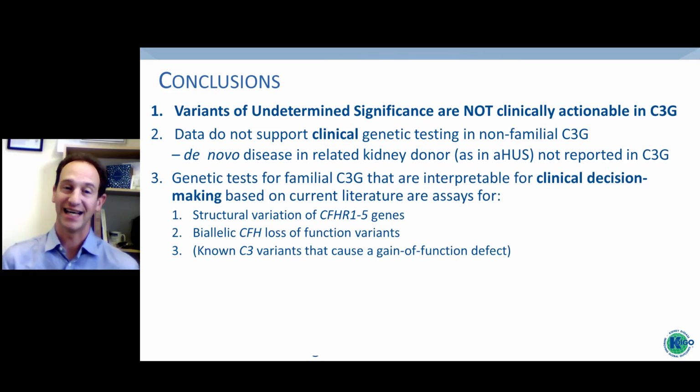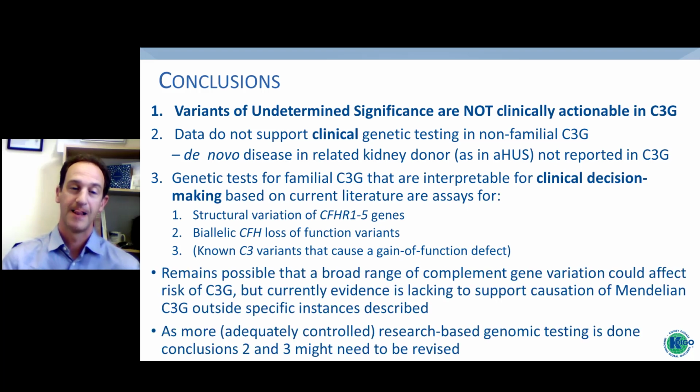And finally, genetic tests for familial C3G that are interpretable for clinical decision-making, i.e. not research tests, based on the current literature, these are assays for structural variation of the CFHR1 to 5 genes, biallelic CFH loss of function variants, and possibly the known C3 variants that cause a gain of function defect. Clearly, it remains possible that a broad range of complement gene variation could affect the risk of C3 glomerulopathy, but currently evidence is lacking to support causation of Mendelian C3G outside the specific instances that I described above.